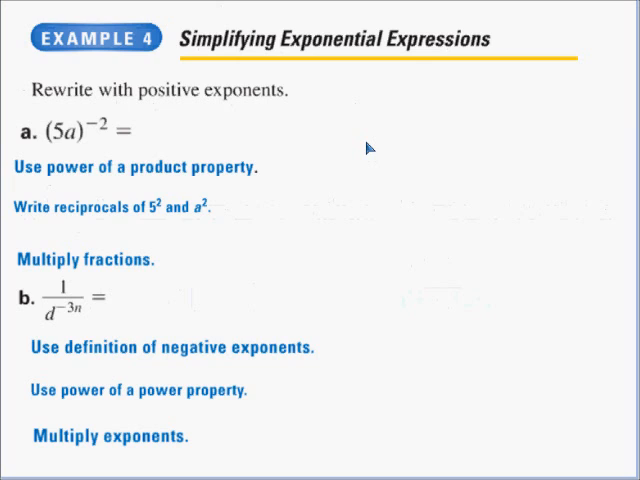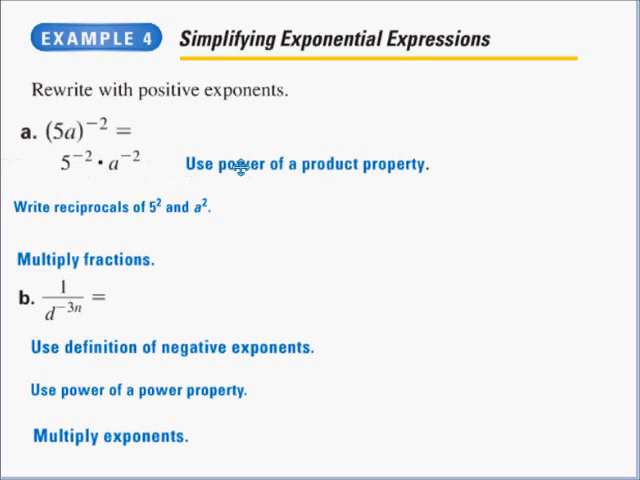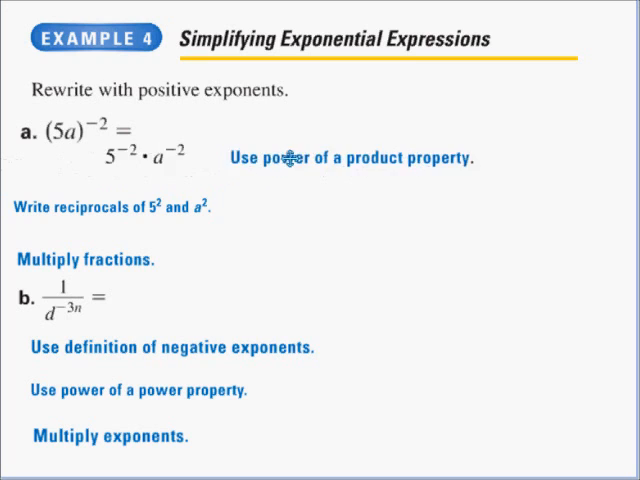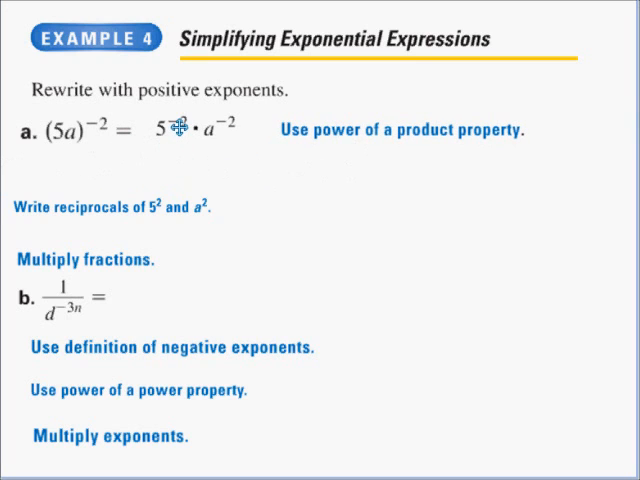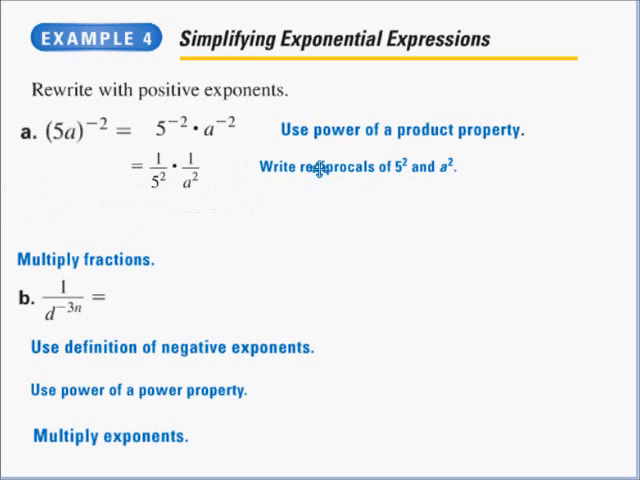In example 4, we're going to simplify exponential expressions by rewriting with positive exponents. To rewrite 5a to the negative 2, we will use our power of a product property again, and we will take each one of those and multiply them: 5 to the negative 2 and a to the negative 2. We don't want any negative exponents, so we need to write the reciprocals. Those reciprocals would be 1 over 5 squared and 1 over a squared.